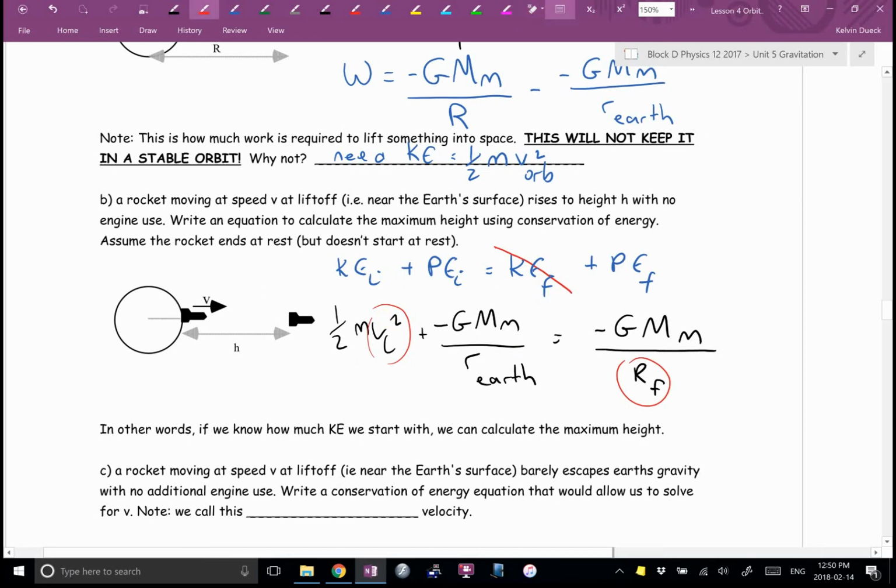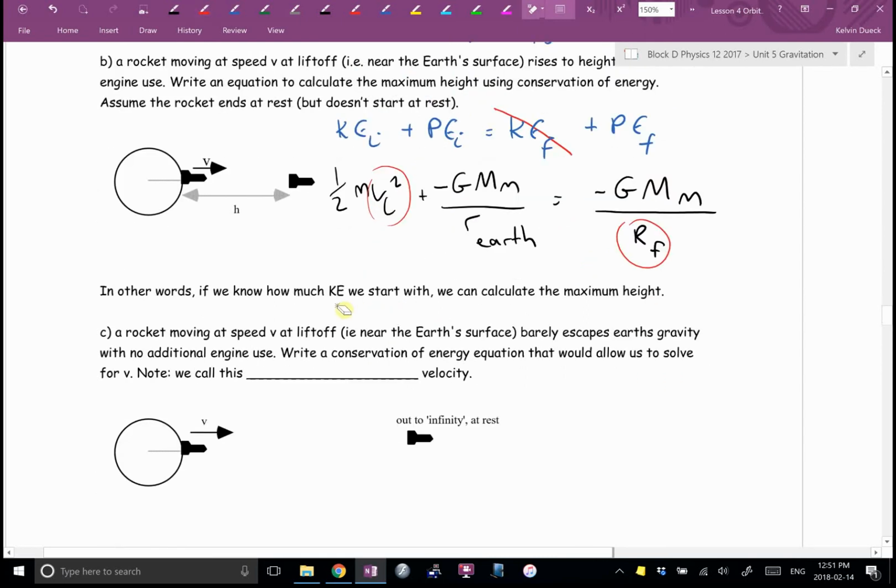This one is a bit yucky. Here, where is the R? On the top or on the bottom? I would not try and get this by itself. What I would do is crunch this as a number, get one answer, then multiply or divide the answer by R and go from there. In other words, if I know how much kinetic energy we start with, we can calculate maximum height, or if I know the maximum height, I can figure out how much kinetic energy I need to start with. That's a nice test question.